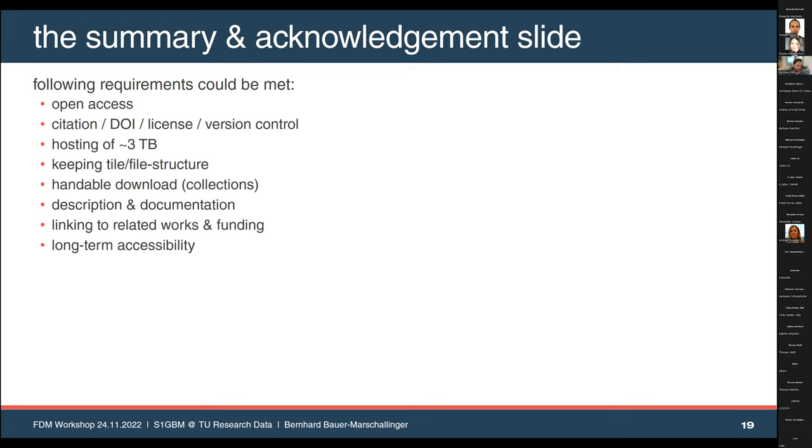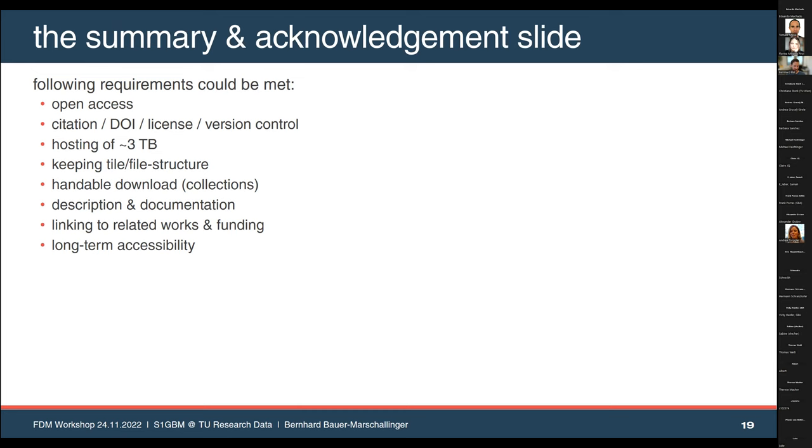We could host 3 terabytes of data. We can keep our tile and file structure. We have actually handleable downloads. So with these 10 links, 12 links for the collections, there's description, documentation. We have the links to the related works and we have the long-term accessibility with at least 10 years, it's guaranteed that this data set is hosted.